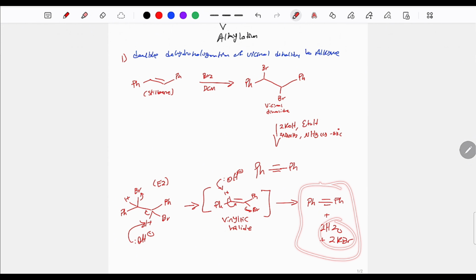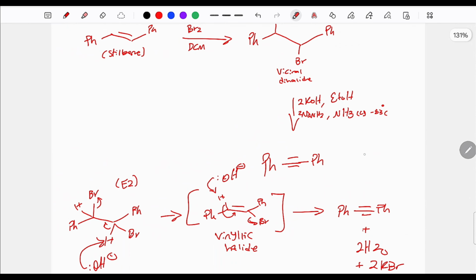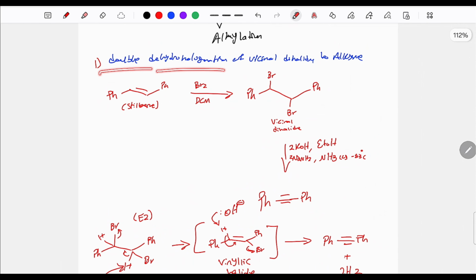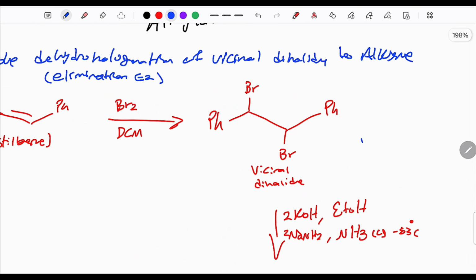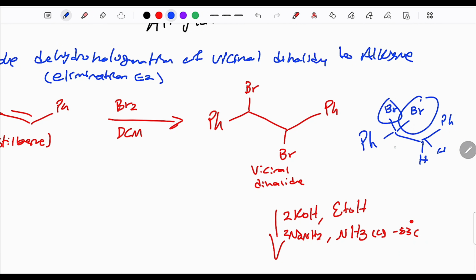And this is how you make an alkyne. So double dehydrohalogenation, or double elimination, specifically E2, of this reaction. Now, again, the reactants you can use are either a vicinal dihalide or a geminal dihalide. So if you're curious, here's what a geminal dihalide would look like. We'll take a look at a geminal halide in a second. There's a hydrogen here and a hydrogen there, but this is a geminal. Geminal means that both halogens are on the same carbon.